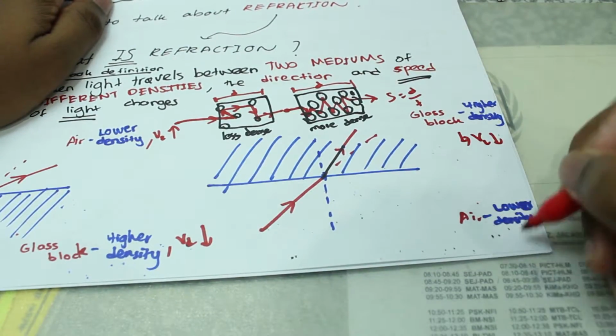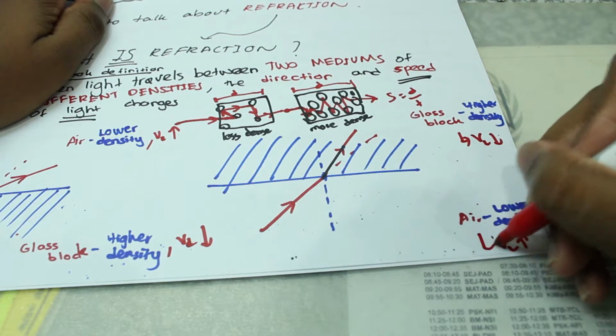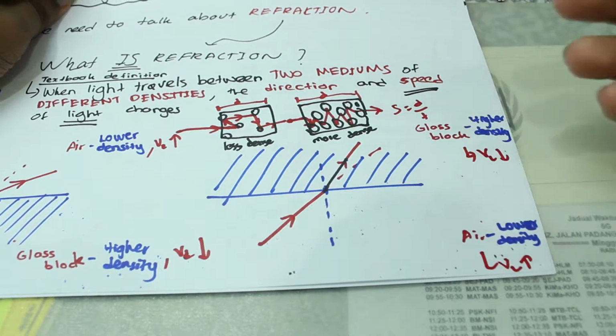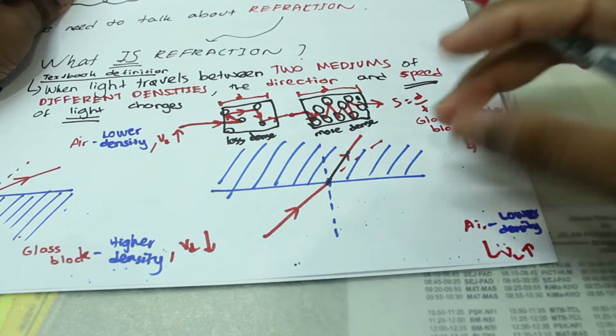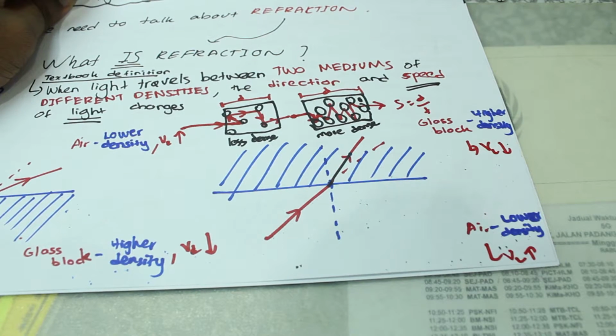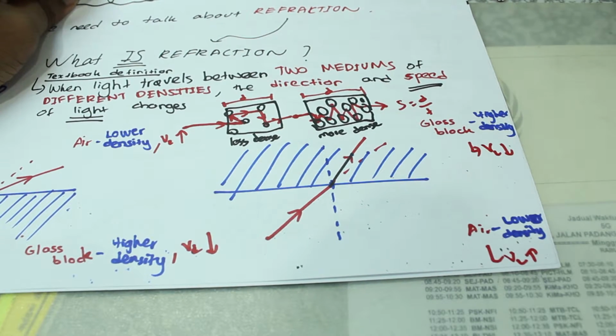Down here in the air, the speed of light is higher. We see this in relative terms. It's very important, the word relative. We are comparing between these two mediums. By now you should understand why the light bends towards the normal or away from the normal. This is basically refraction.